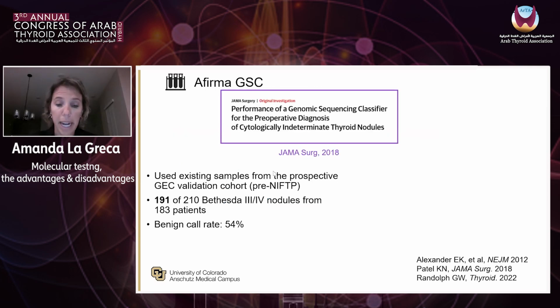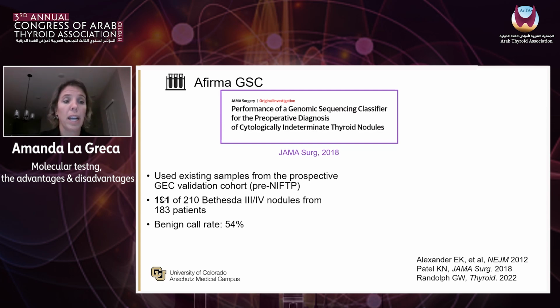So I'm going to mainly speak about the two most used tests in the US. There's another company that I'm not going to talk about since I haven't really used it, and the validation studies have been somewhat criticized. I'm going to talk first about the Afirma GSC. This study, which was published in JAMA in 2018, used the existing samples from the prospective GEC validation cohort, which was done in the pre-NIFTP era.